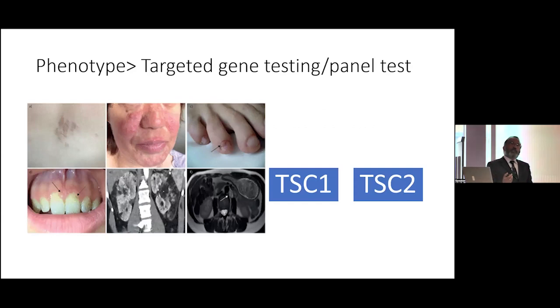So previously, we used to go from a phenotype to a targeted gene testing or a panel test. Here you have a patient who has papular lesions around the nose, periungual fibromas, dental pitting and angiomyolipoma. So the phenotype fits a condition called tuberous sclerosis, and we know that it's due to mutations in either one of two genes, TSC1 or TSC2. So here you started from the phenotype, and then you order the test.